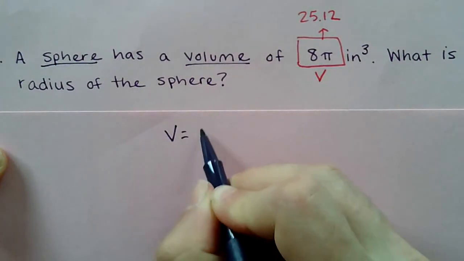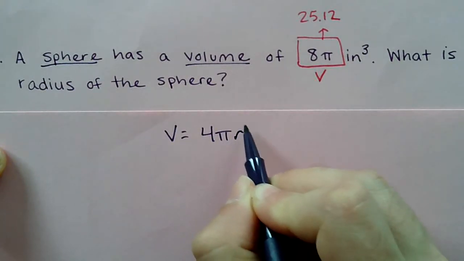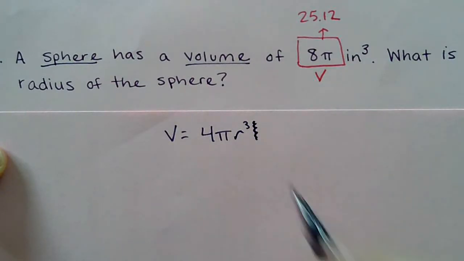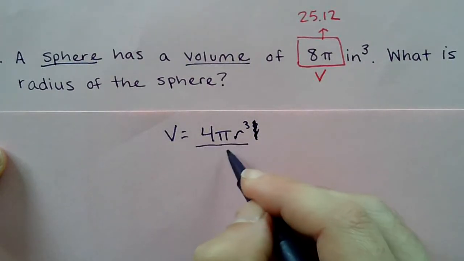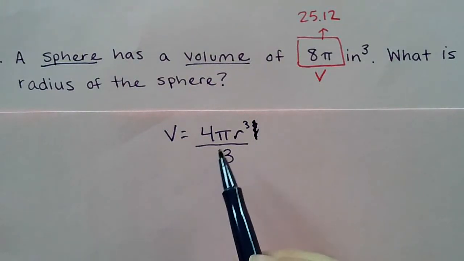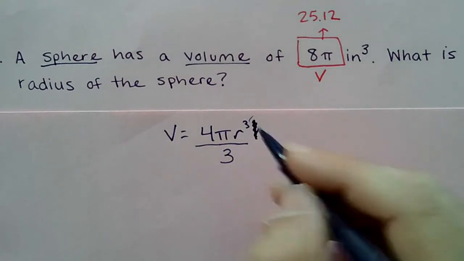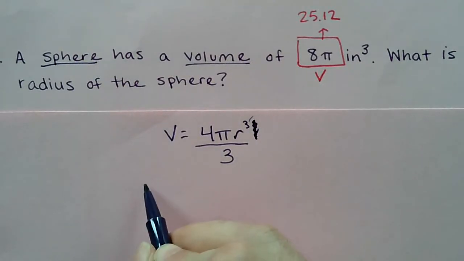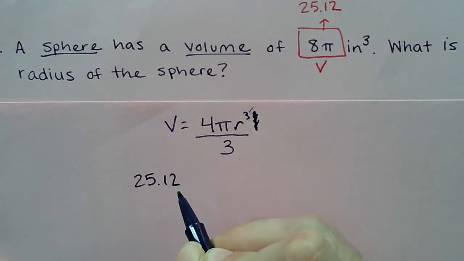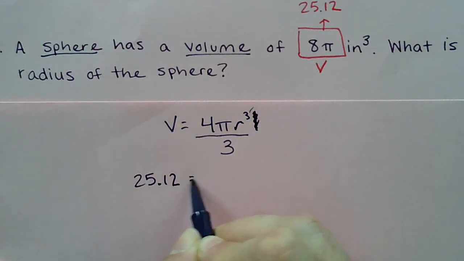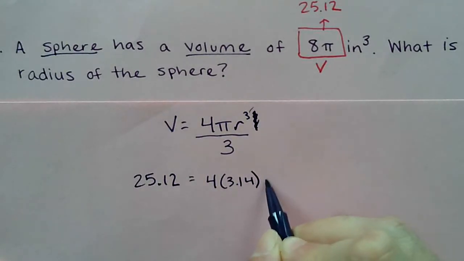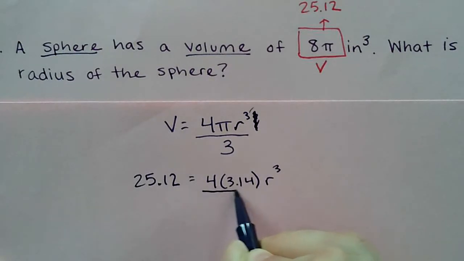Volume equals 4 pi r cubed. No H. Ooh, I caught myself. No H. Very common, though. You might do that by accident, so be careful. 4 pi r cubed. Now, I did remember the cube, which is good, divided by 3. I'm going to put in my new V, 25.12 equals 4 times 3.14 times r cubed divided by 3.